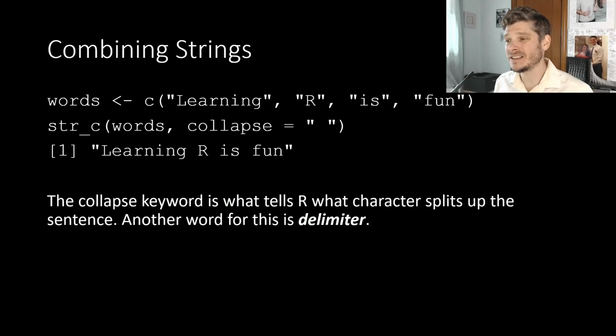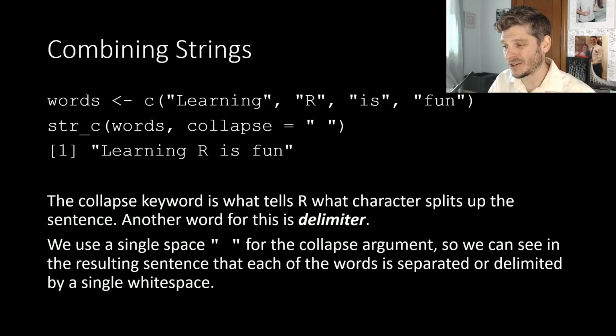And again, I could put a hyphen in there, and it would be learning-R-is-fun, or I could put a letter or a dollar sign or a percent symbol. It doesn't matter. That is called our delimiter. That tells us how we're going to separate the individual parts when we put them all together. And again, typically we're going to use the single white space as our collapse argument so that we see the resulting sentence in a way that humans would understand, which means our words are delimited by that single white space.